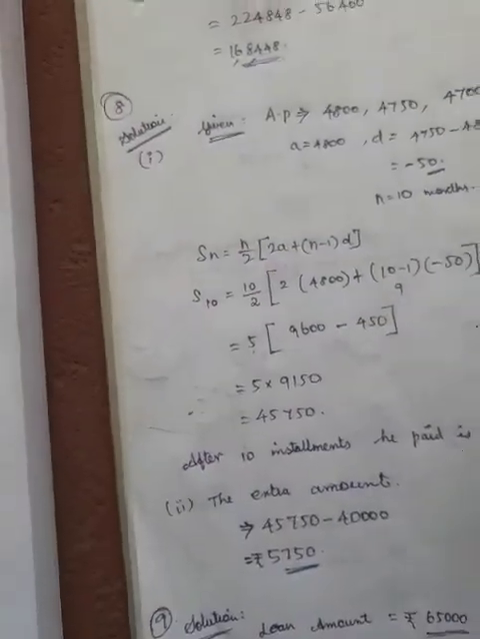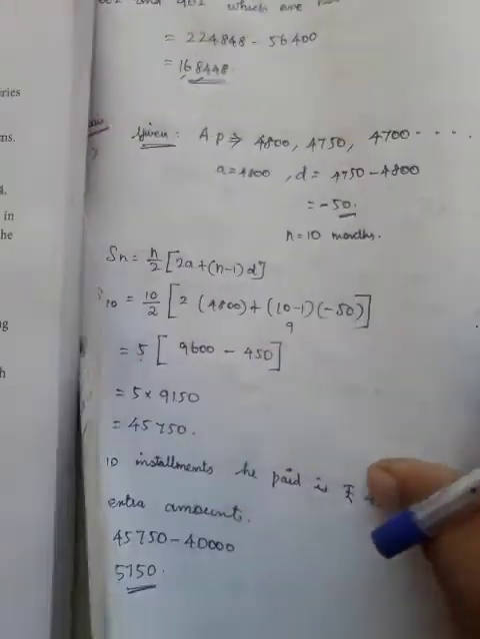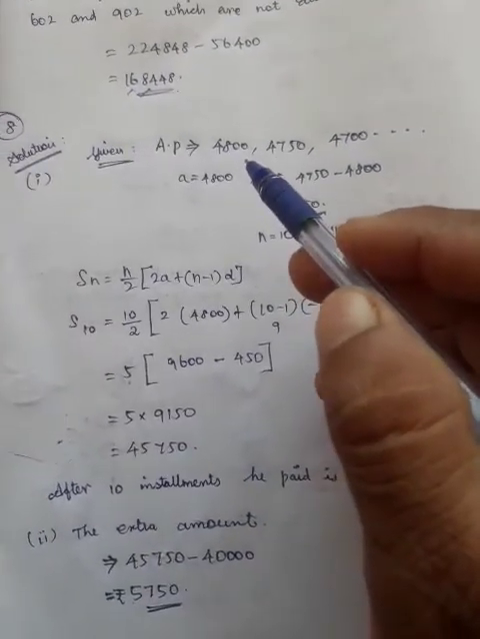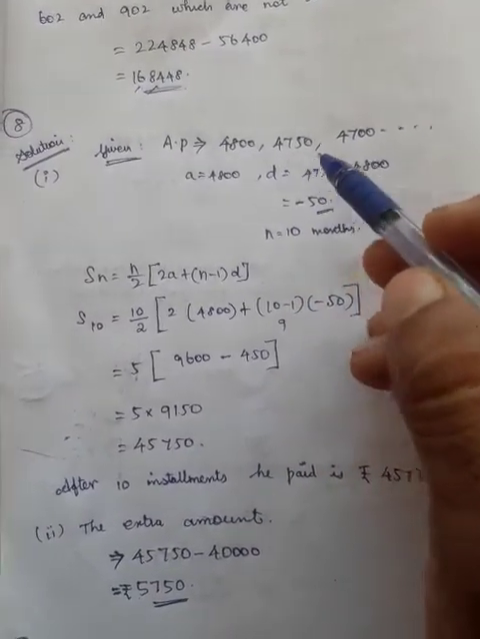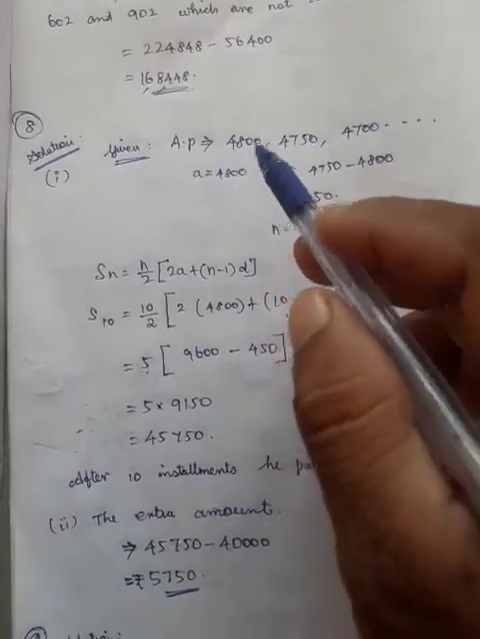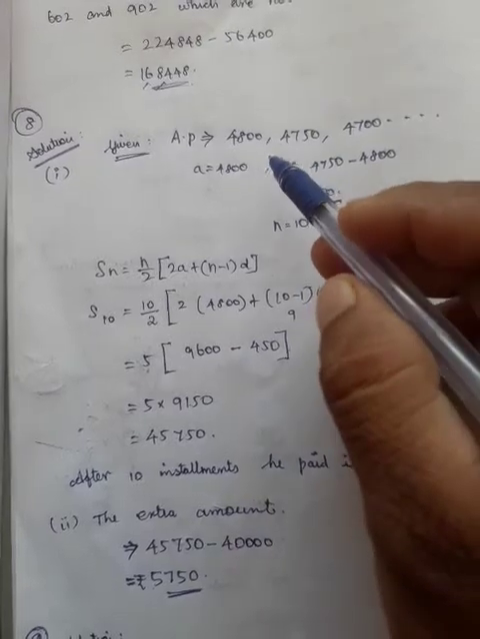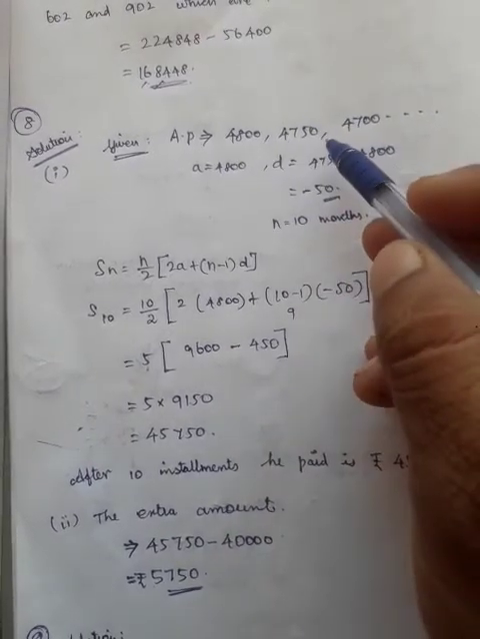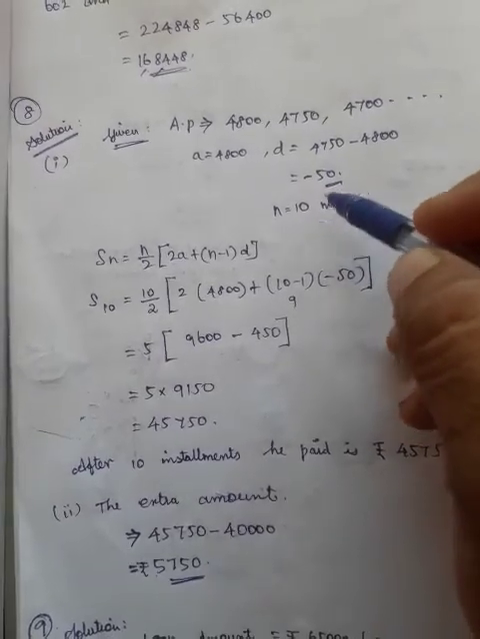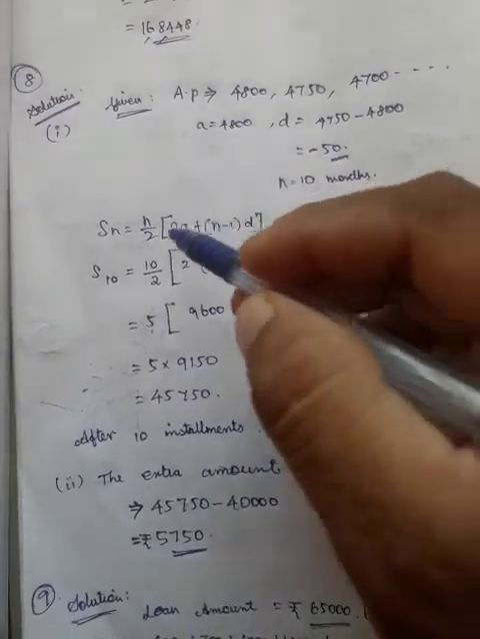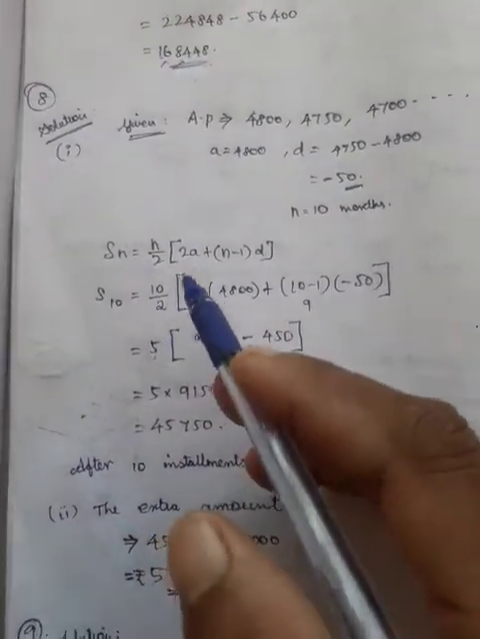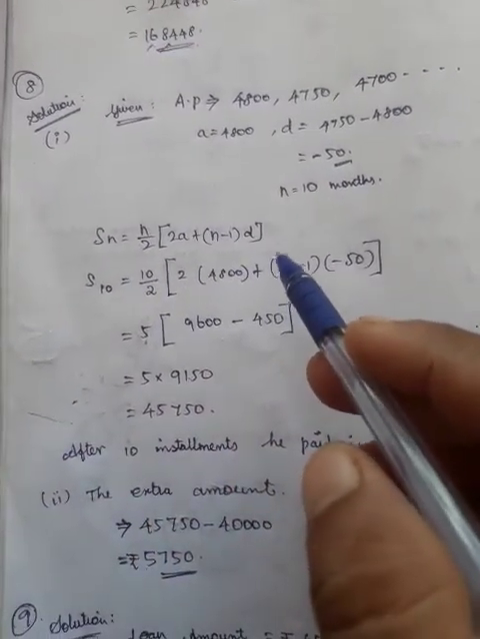So the 8th question. The 10 installments, 4,800, 4,750, 4,700, etc. This forms an AP because the difference is the same. Here also minus 50, here also minus 50. So this forms an AP. The total number of installments n equals 10. We need the sum of the total value, so Sn equals n by 2 into 2a plus n minus 1 into d.